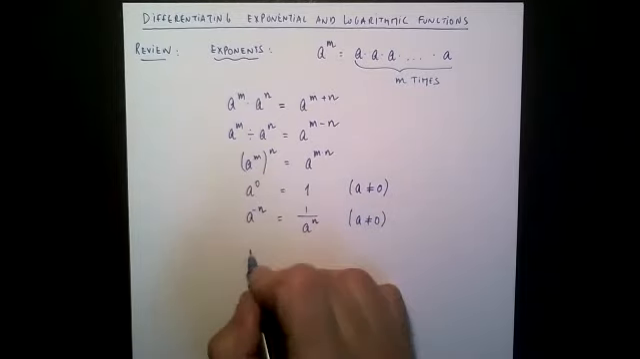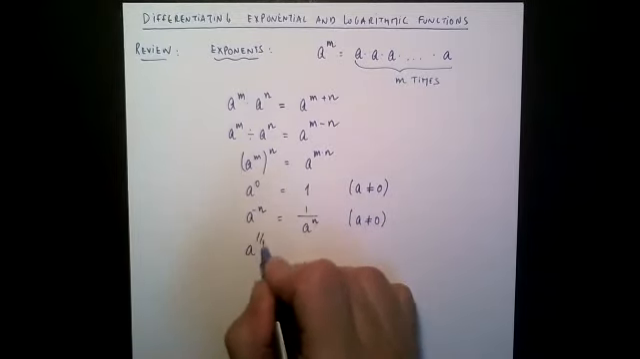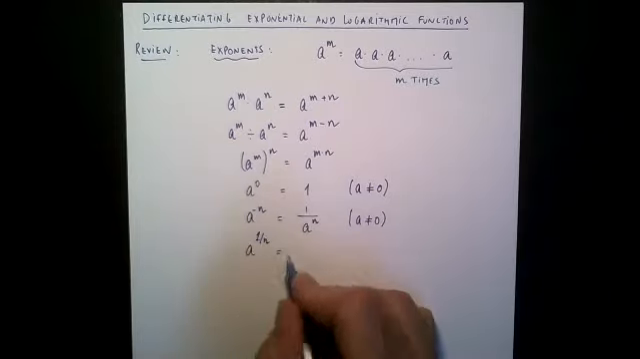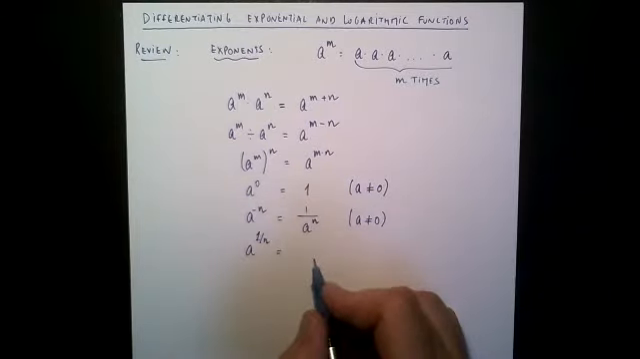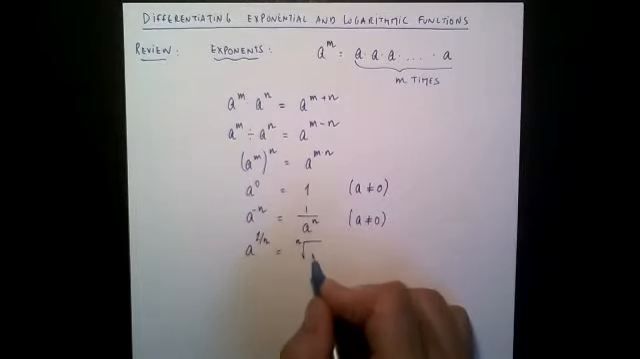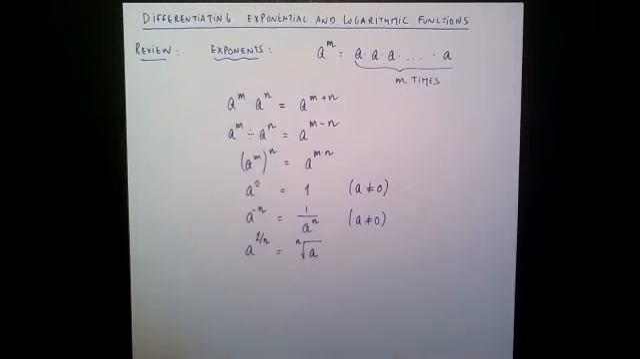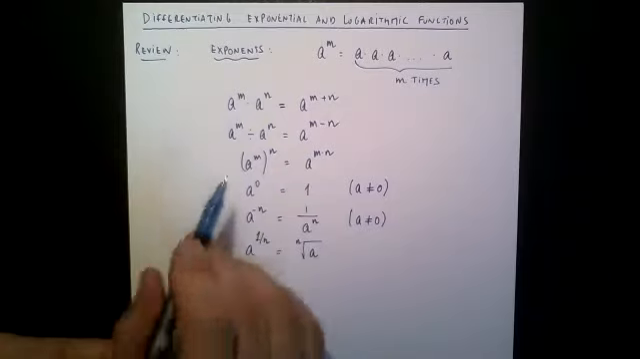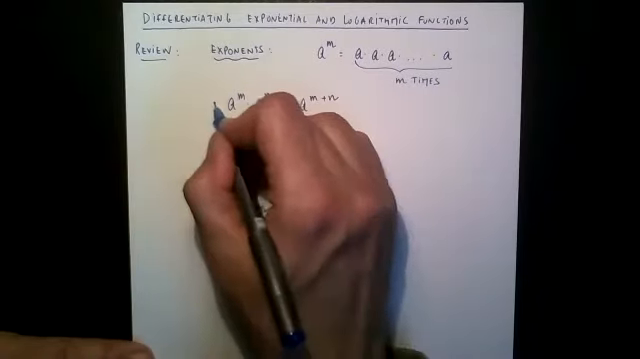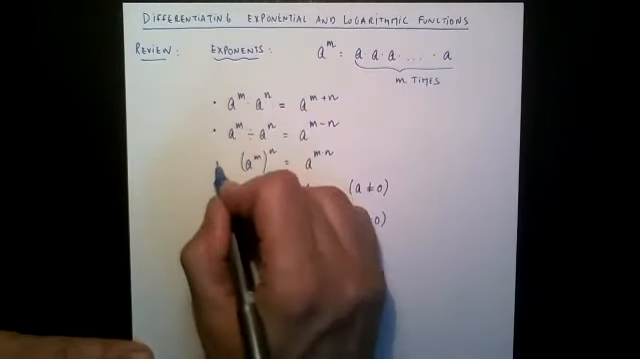And the last one, a to the power of 1 over n. What is that? The nth root of a, very good. Okay, so these are my 6 basic rules for exponents.